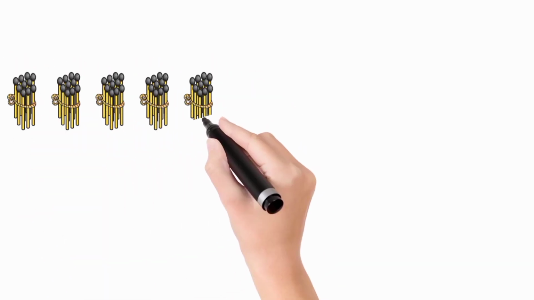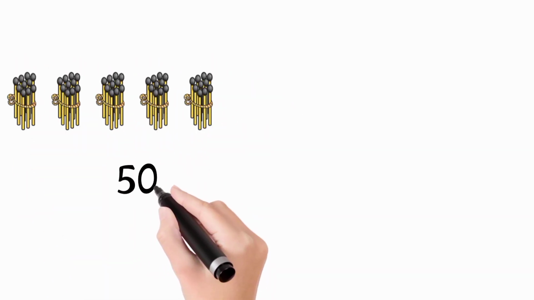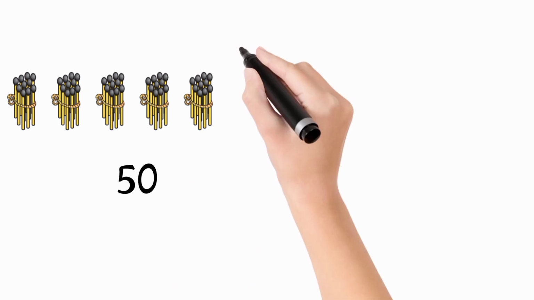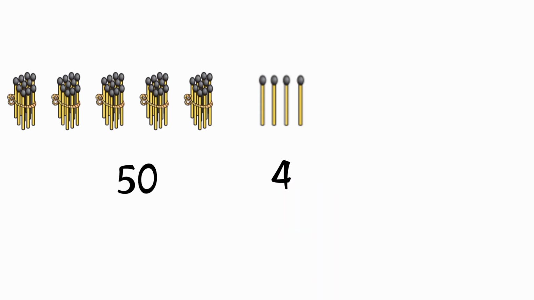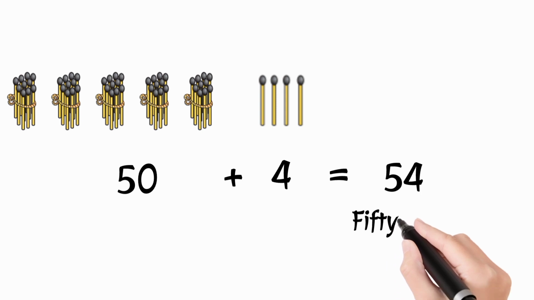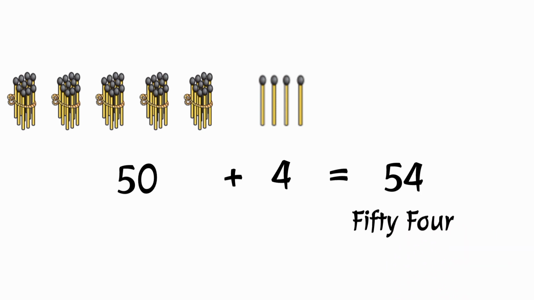Now 5 bundles means 50 and 4 loose matchsticks. So 50 plus 4 is equal to 54. 5 tens and 4 ones. 54. इसे 54 कहते हैं.